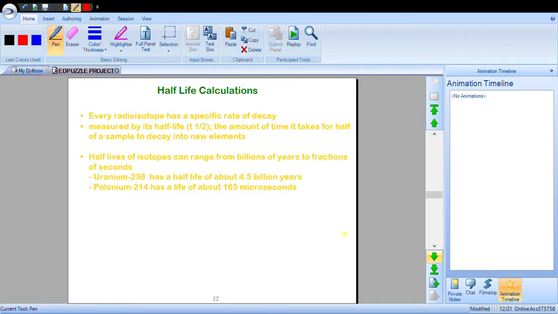Alright, target 3, half-life calculations. Every radioisotope has a specific rate of decay. It is measured by its half-life, the amount of time it takes for half of a sample to decay into new elements. Half-lives of isotopes can range from billions of years to fractions of seconds. Uranium-238 has a half-life of about 4.5 billion years. Polonium-214 has a half-life of about 165 microseconds, so it's a huge difference.